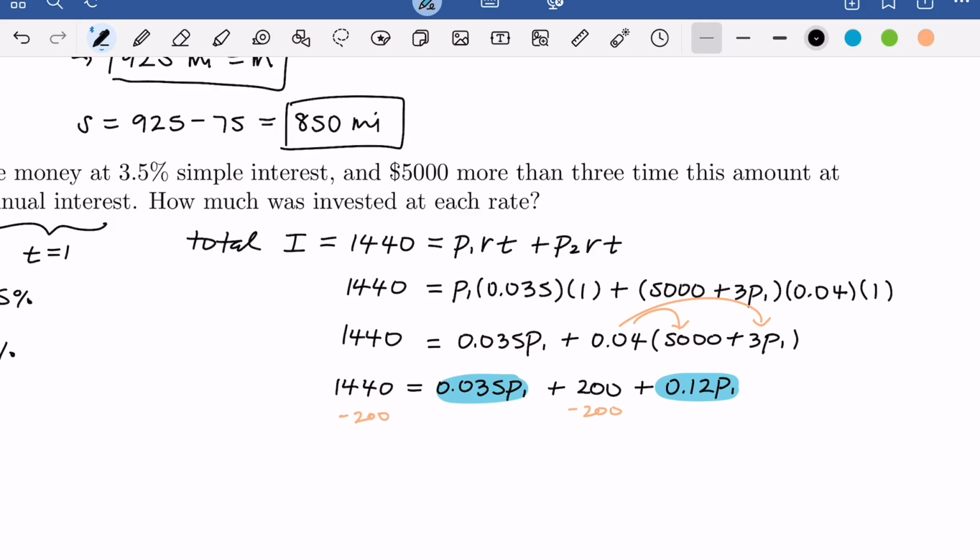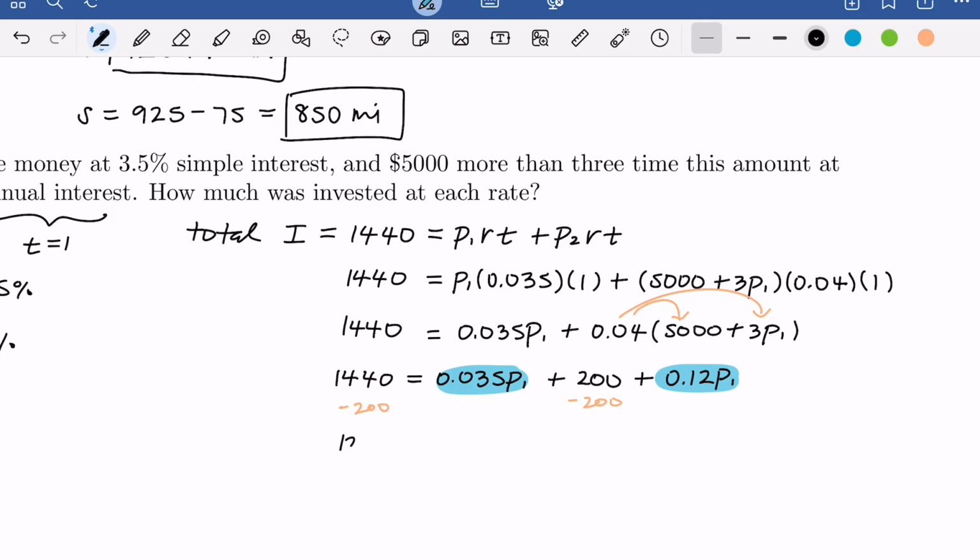Okay, so we're going to have 1440 minus 200. That's going to give us 1240. And on the right-hand side, we're combining these, so adding them together, we're going to get 0.155 times P1. So from here, we just need to isolate P1. So we're going to divide both sides by this decimal. Plugging this into our calculator, we're going to get 8,000 is equal to P1.